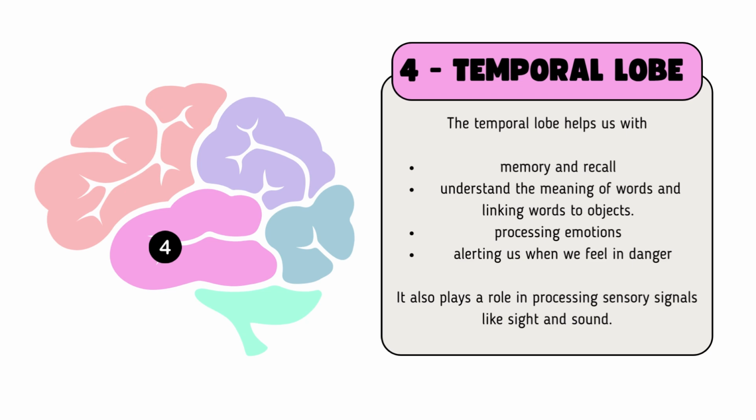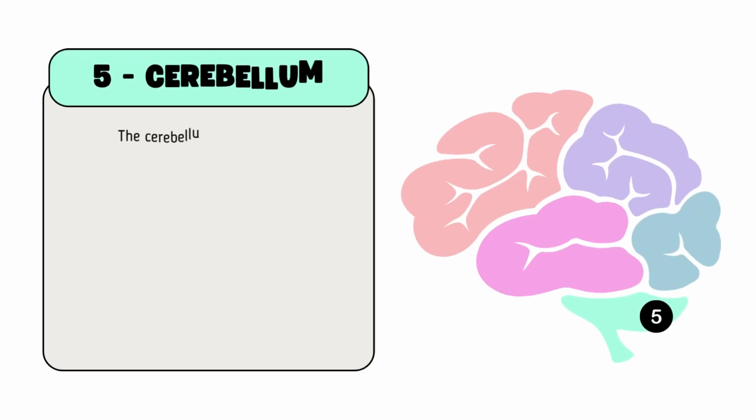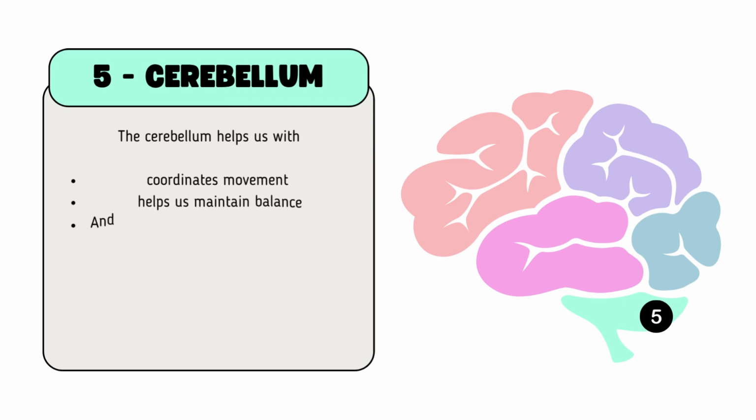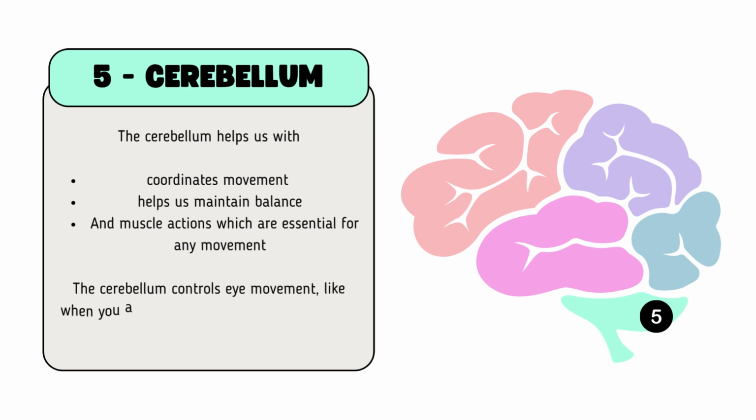for auditory processing. Okay, the cerebellum helps us coordinate movement, helps us maintain balance in muscle actions, which are essential for any movement. The cerebellum controls eye movement, like when you're watching TV, and it's like the conductor that coordinates all the movements, like the muscle in the eye.